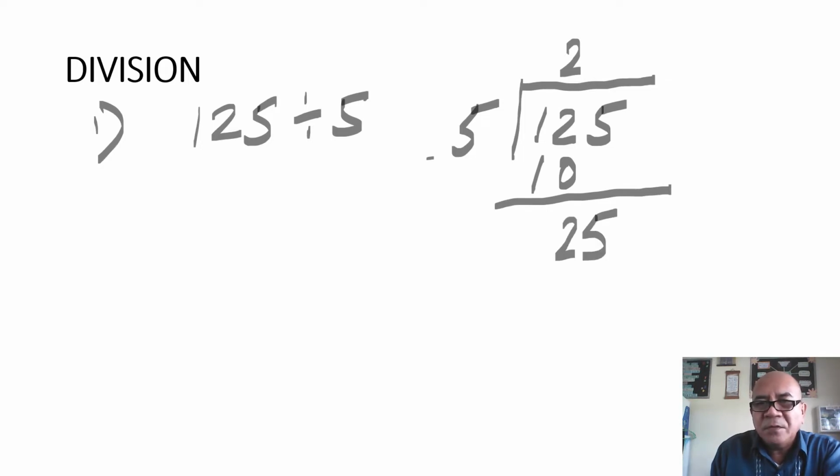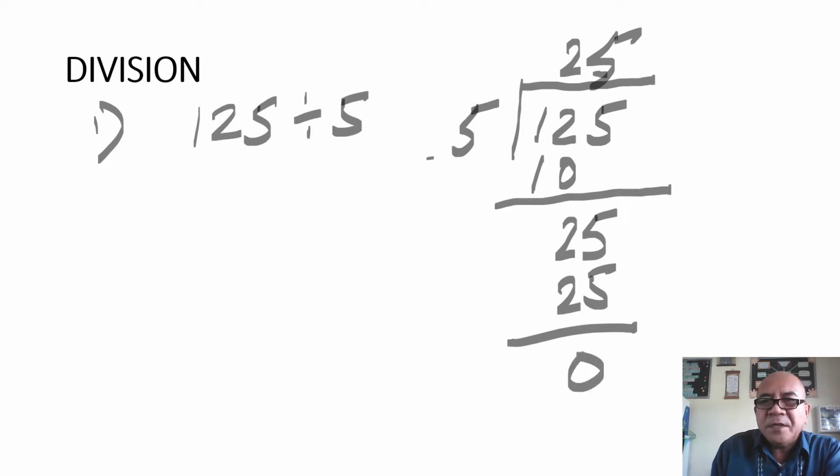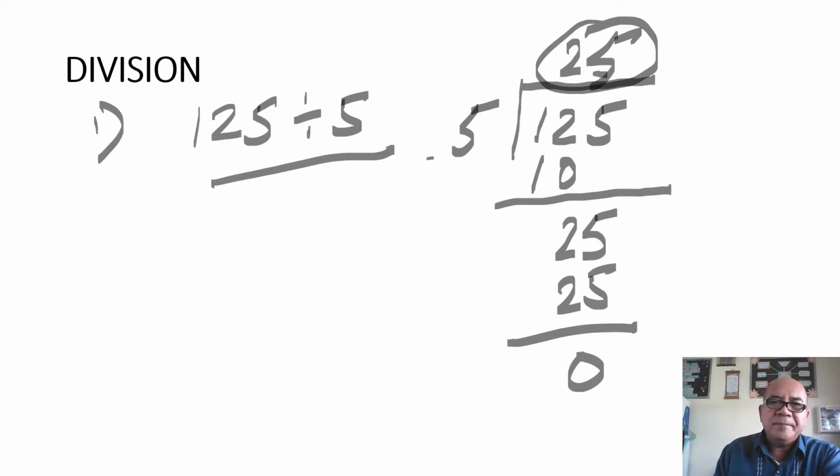Okay, nawala itong 2. So, 25 divided by 5, of course, ano ang makaka-divide ng 25 by 5? It's 5. 5 times 5 is 25. So, therefore, our answer is 25. So, 125 divided by 5 is 25. So, yun po ang pagdi-divide, mga estudyante.